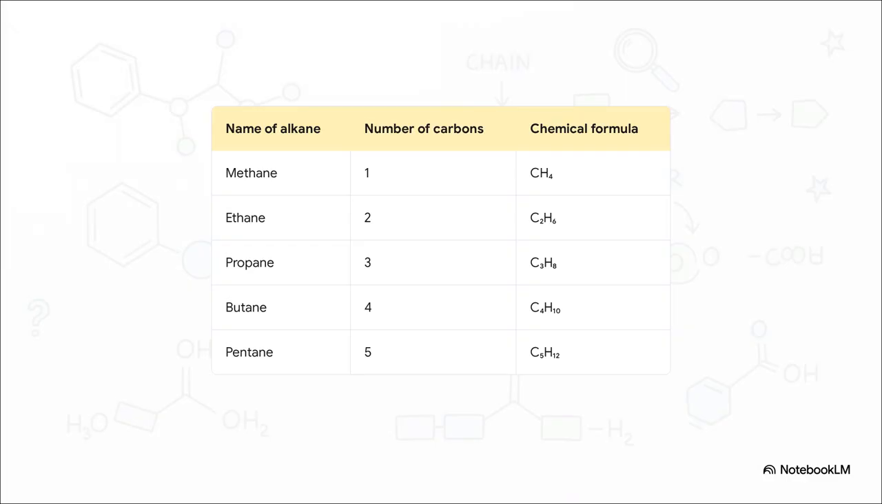This table shows you just how logical this whole system is. This is what we call a homologous series. Just look at the pattern. Methane's got 1 carbon, ethane, 2, propane, 3. And every time we add a carbon, we add 2 hydrogens. See? The names and the formulas follow this beautiful, predictable rule. And that's the whole point.